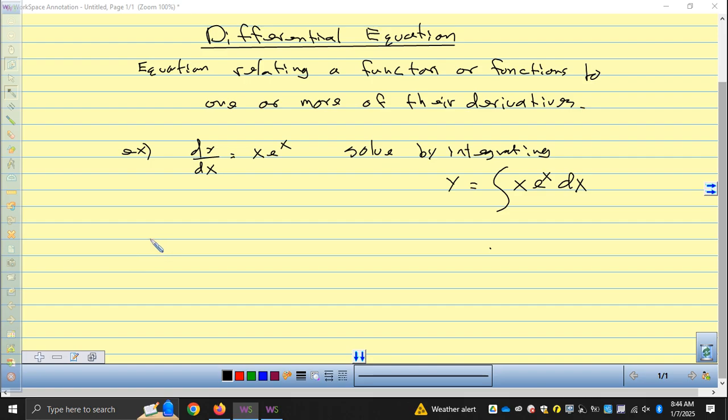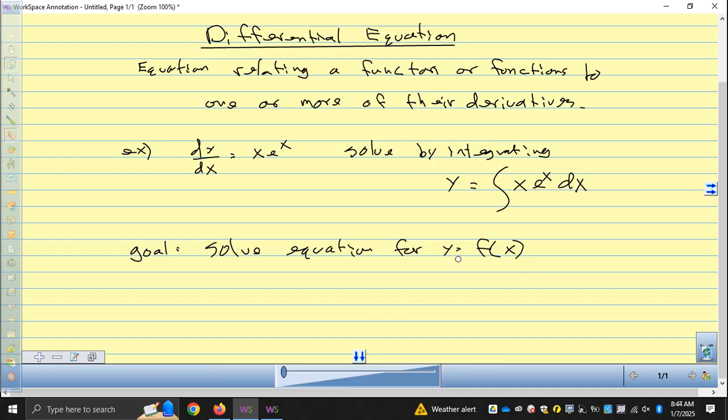Now our task, our goal in working with differential equations generally, we can't always do it, but generally we want to solve the equation, in this case for y equals some f of x. That's generally our goal for differential equations. Get y equals something. Often we'll get an implicit solution, so f of x, y equals something, and we'll see some examples of that.